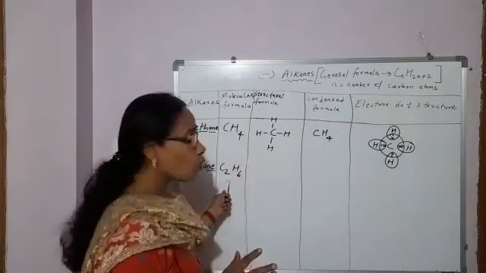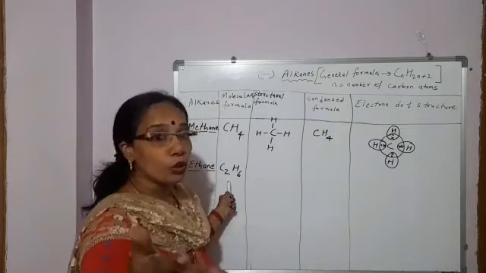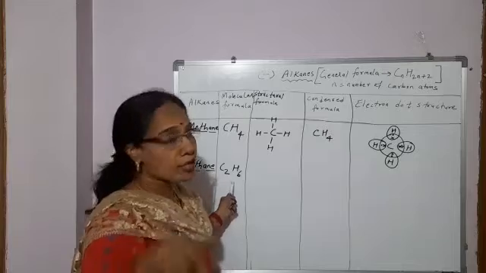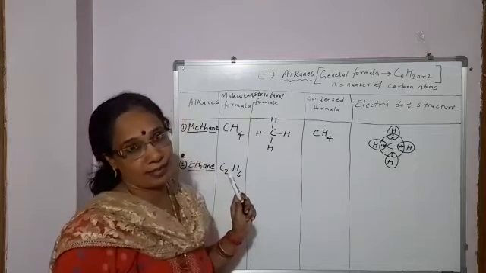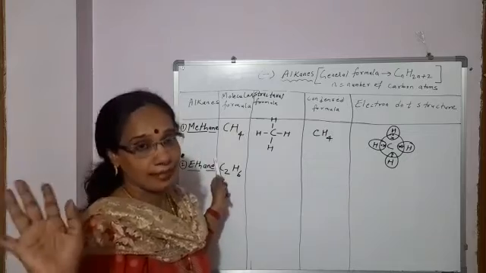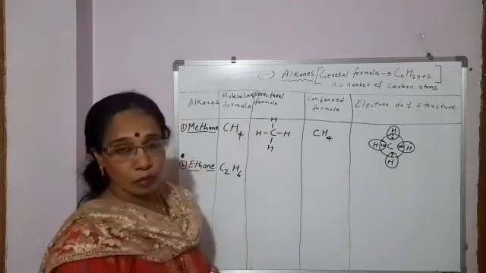So eth means 2 carbon, double of 2, 2 2s are 4, plus 2, 6. So how many hydrogen atoms? 6. So what is the molecular formula for ethane? C2H6. Now next, structural formula.